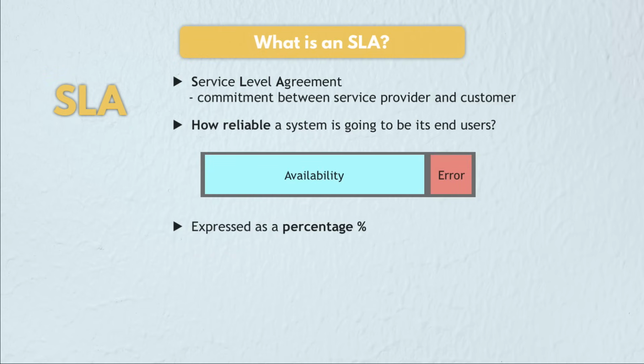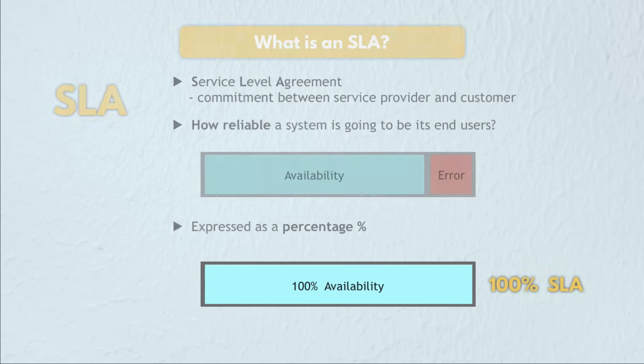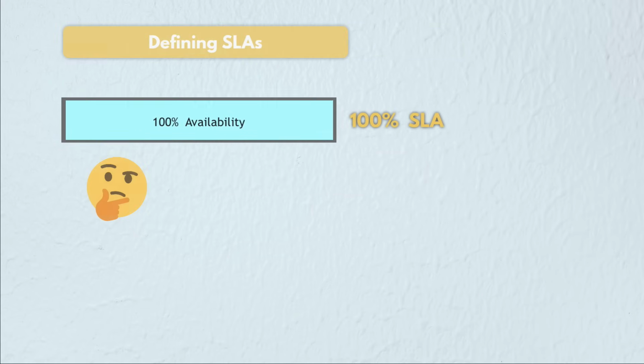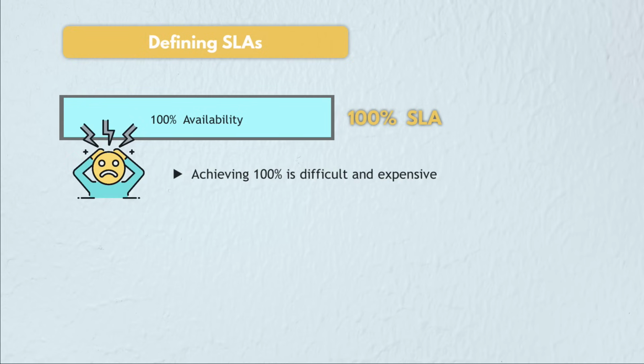A service that works all the time, is never down, has 100% SLA. Now you may be thinking, of course any service should be 100% reliable, right? Isn't that a natural goal? Well, not really. First of all, it's very hard to achieve 100% reliability. However, there are very few things in the world that actually need 100% SLA.